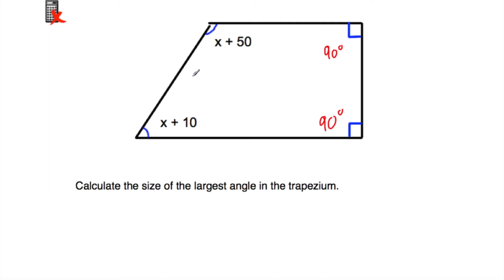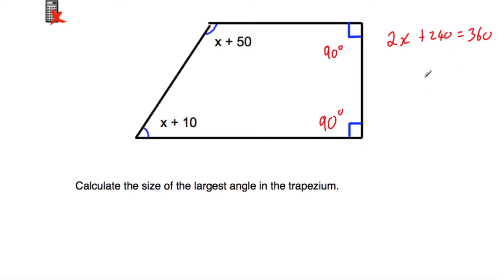Okay, so let's add together the x's to begin with. So we've got x plus x, that's 2x. And then we've got 10 plus 90, that's equal to 100. Plus 90, that's 190. Plus 50, that's 240. So if we add together these angles, we get 2x plus 240. And then that's equal to, because it's a quadrilateral, 360 degrees. So we know these 4 angles will always add together to be 360 degrees for a 4-sided shape.